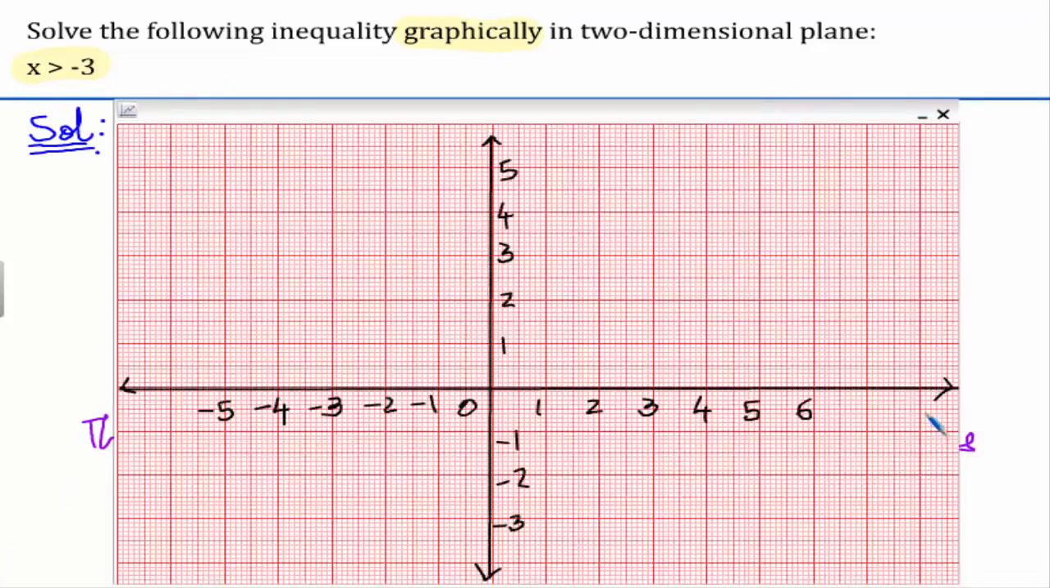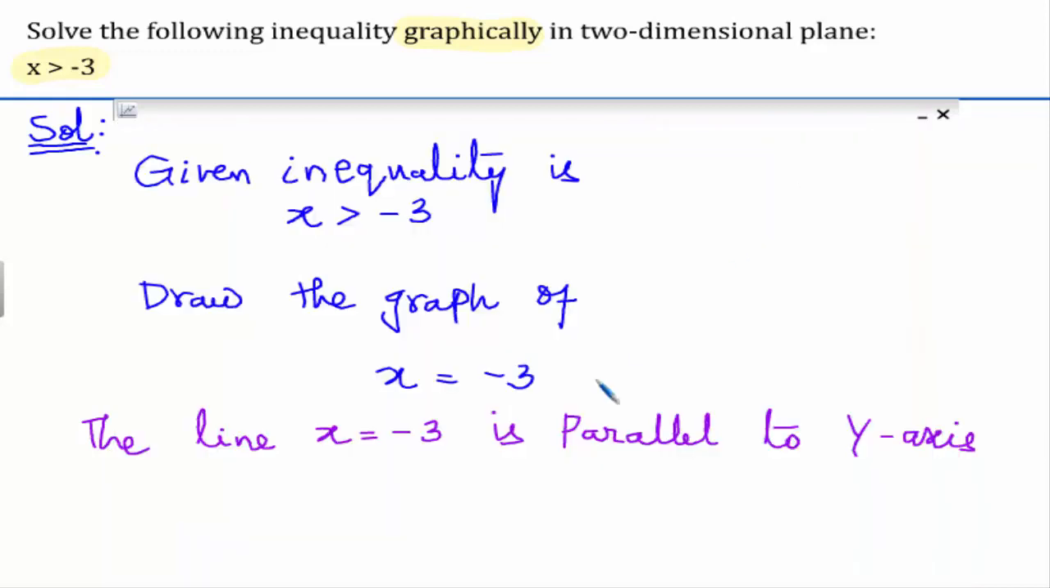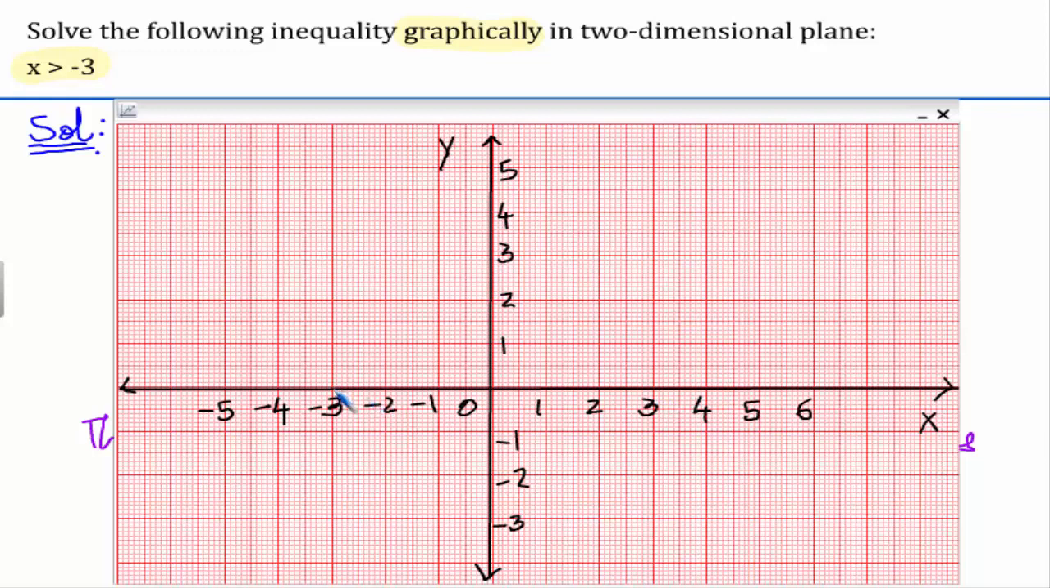Now here is the x-axis and this is y-axis. Now we have to draw a line which is parallel to y-axis and it should intersect the x-axis at minus 3. That means here. And since it is only greater than, so therefore we need to draw the dotted line passing through the minus 3. Here is the line which is passing through minus 3 parallel to y-axis.